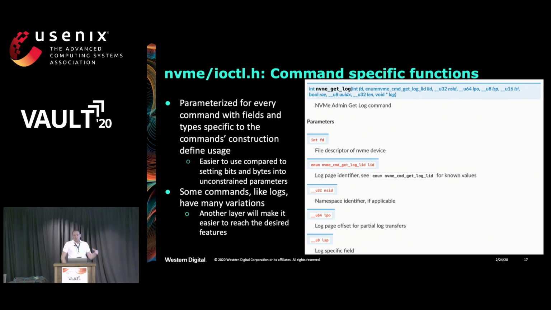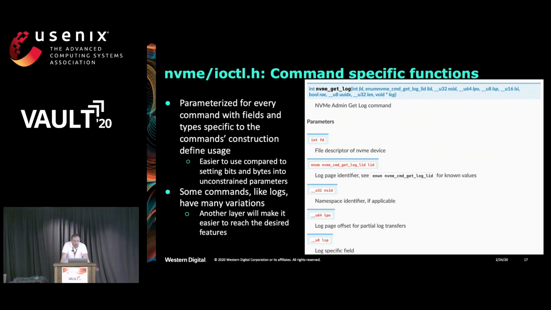So we go one more layer. We have one function for every different type of command there is. So it's about 30 of them. These are parameterized and constrained to specifically what those commands want. It provides what you need and nothing you don't. This is quite a bit easier to use then. So this is our Get Log Page. We can more easily get our telemetry log.